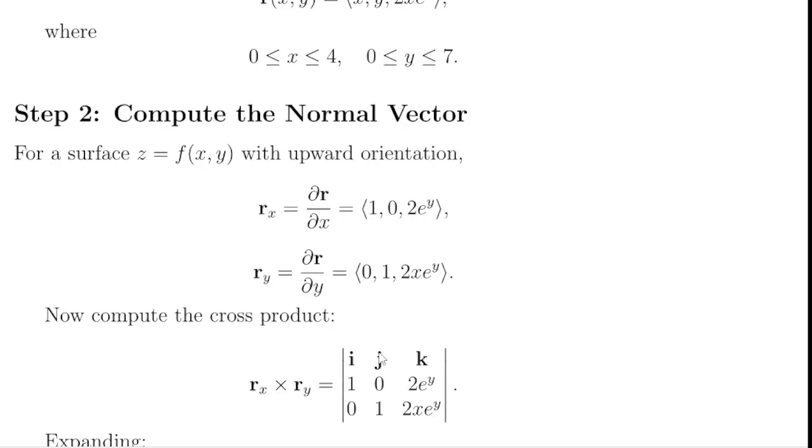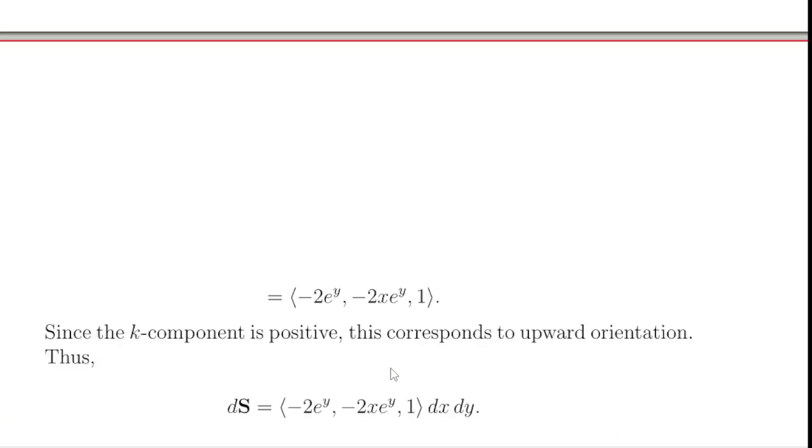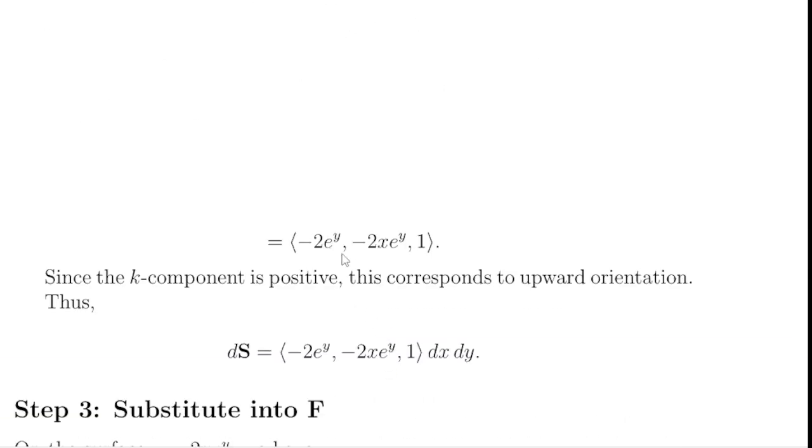We're going to compute the cross product. So partial of r with respect to x cross partial of r with respect to y, and end up with negative 2 e to the y, negative 2x e to the y, and 1. Because here 1 is positive, this means that we have an upward orientation. So dS is just going to be negative 2 e to the y, negative 2x e to the y, 1, and then dx dy.